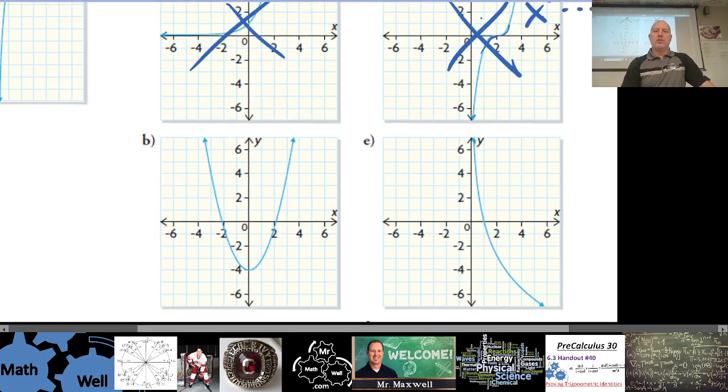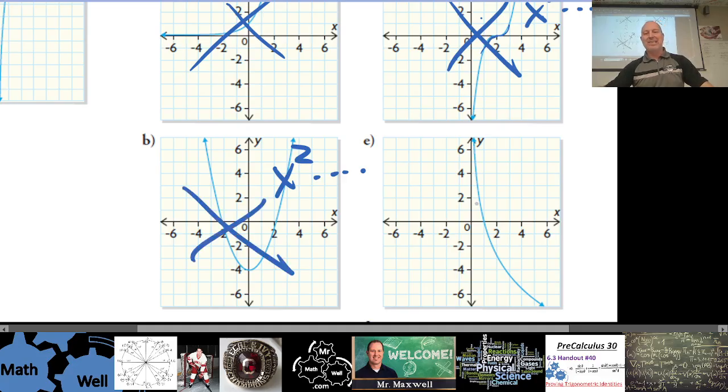What about this one? This is B. Does this look like a log function? No, that's a quadratic, right? That's an x squared something with some other terms. So that is not. What about E? E is a logarithmic function, yes. Even though it's kind of flipped upside down, that's totally okay.